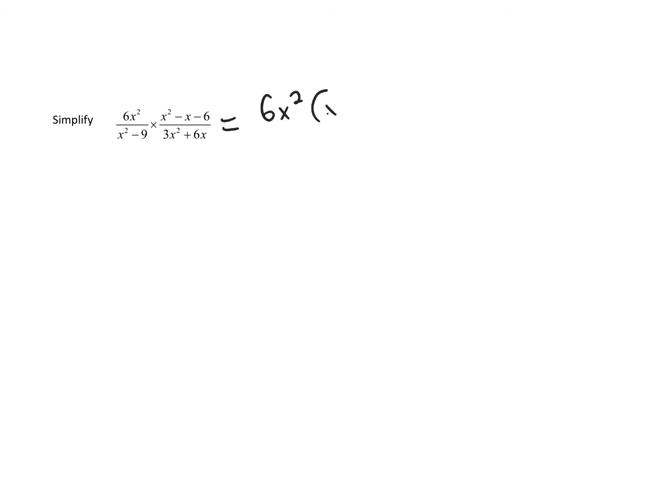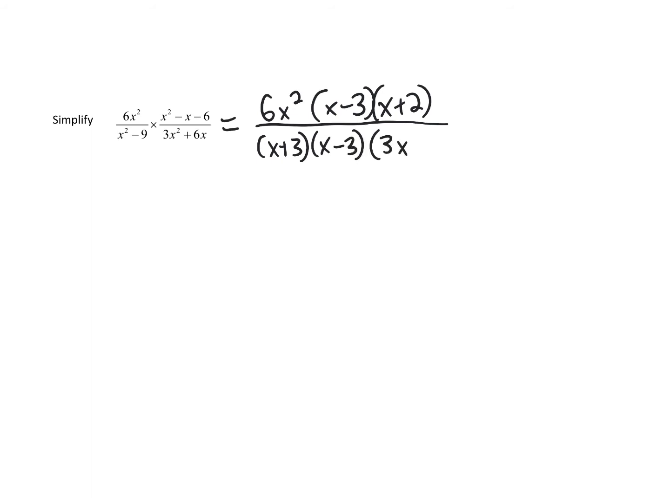The top, we get x minus 3, x plus 2 when we factor. The bottom, we have a difference of squares for the first denominator. And then the second denominator, we can factor out a 3x, leaving us with x plus 2. Now you'll notice x plus 2 divides out, x minus 3 divides out, and then here we can take a 3 out, leaving us 2 over 1, and 1x out.